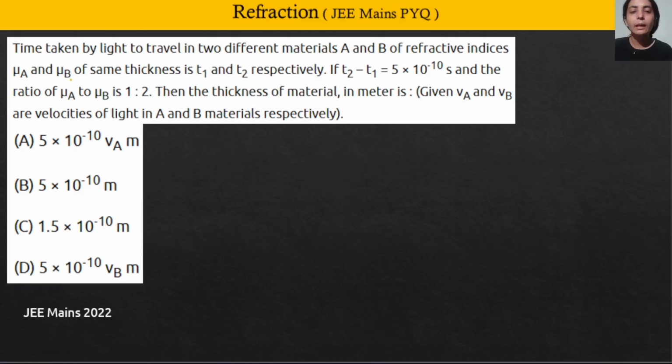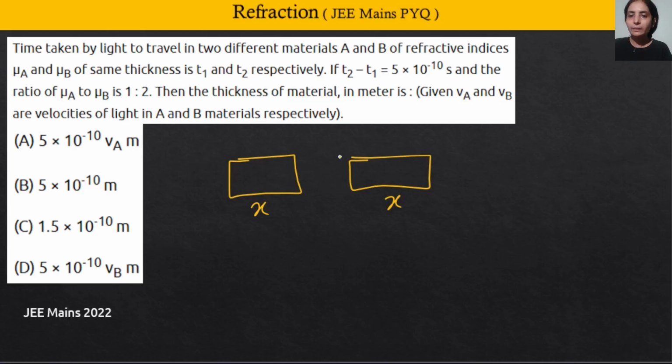And what is said in here? Time taken by light to travel in two different materials, A and B, of refractive indices mu A and mu B, of the same thickness, is T1 and T2. So suppose we have two materials, both of the same thickness. Let us say this is of x thickness, but their refractive indices are different. So let's say here it is mu a and here it is mu b. So time taken to travel through this A portion is how much? T1, and that through B portion is how much? T2.